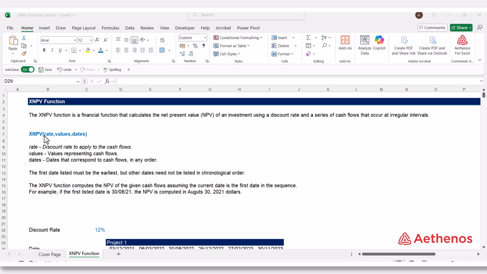So the syntax is you give the rate like the NPV and the values, but in addition, you can give the dates or the exact days that the cash flows occur. So it's more accurate than the NPV function.